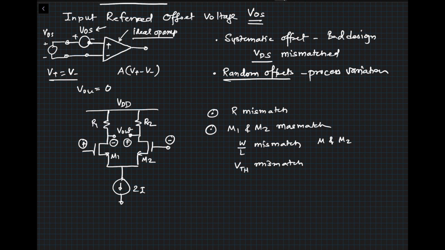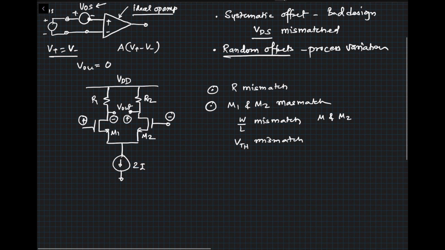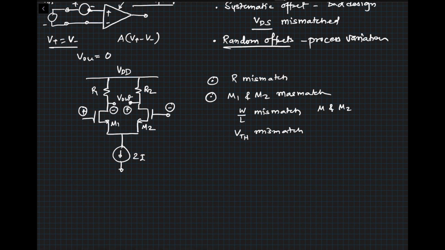You can have mobility mismatches, oxide thickness mismatches, and things like that. So these are the multiple factors which can cause mismatches. What we can do is, let's say I apply the same voltage to both sides. I short both the inputs and apply some voltage here, VDC. If there were no mismatches, then the output should be exactly equal to 0, because both sides will have identical current flowing through them. The resistors are identical, the devices are identical, and when you take a difference between the two sides, then you should have 0 output voltage.